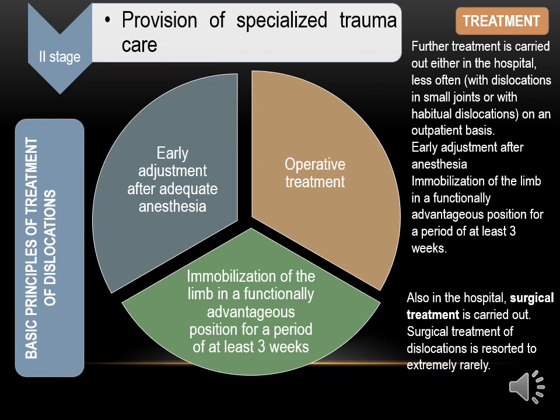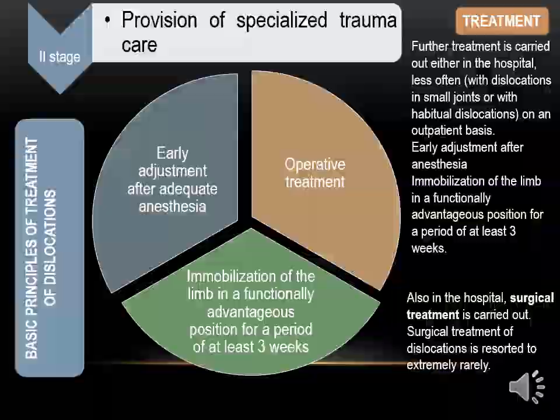After reduction, this is the immobilization of the limb in a functionally advantageous position for an adequate period, for a period of at least 3 weeks. Even in a child, soft tissues do not heal faster than 3 weeks. The ideal option, for example, for a dislocation of the shoulder is a 4-week period. A 3-week period is enough for the fingers of the hand.